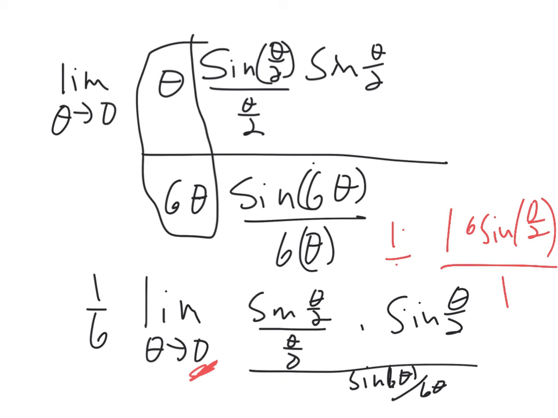So we've let the limit happen. We got 1/6 times that. Well, 1 times sine of 0 over 1, right? And whoops, that's 0, not theta. So sine of 0 is 0. So 1/6 times 0 is 0, and all that work shows that the limit is equal to 0.